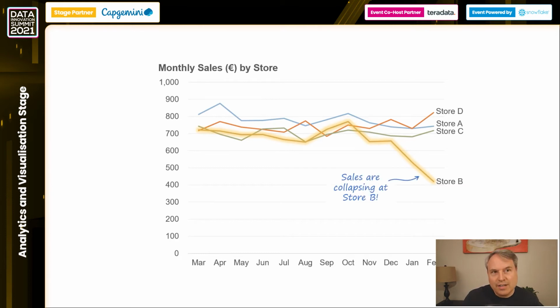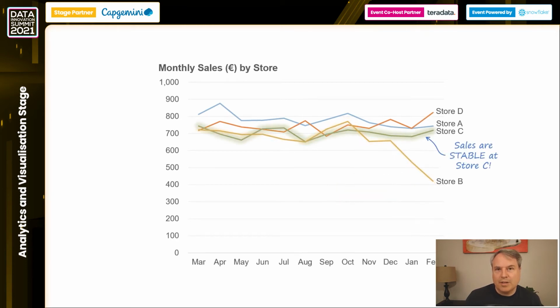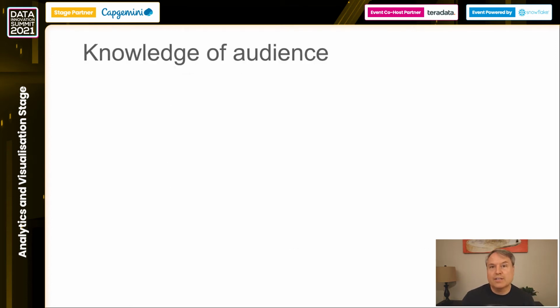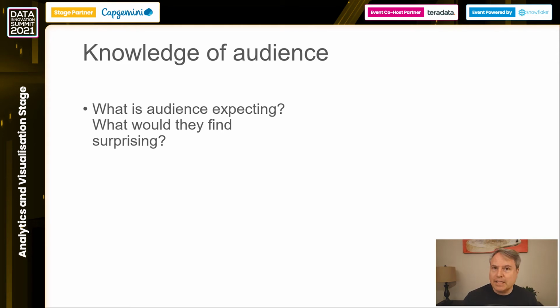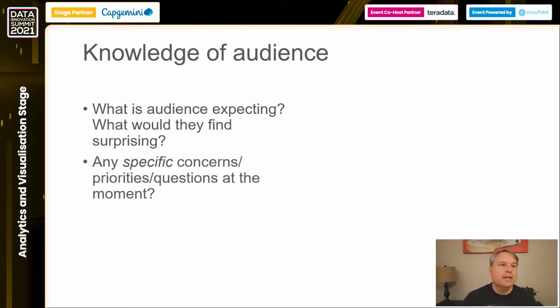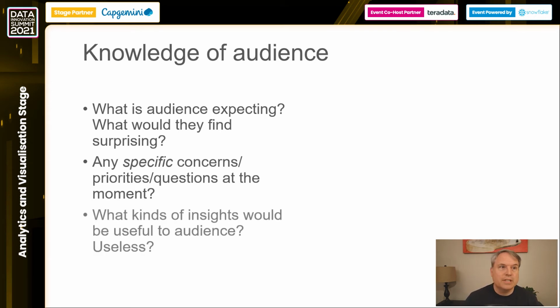And so as it turned out, this was not the meaningful insight of this data. This was. And so how are we going to know that, right? Well, we can stare at the data all day long. We can be the most expert user of Qlik or Tableau or JMP or Excel in the world, and we're not going to be able to figure this out, right? We have to know what is basically going on with the audience. What are they expecting to see in this data, or what would they find surprising? Are there any specific concerns or priorities, questions that they have at the moment that they're going to be interested in? What kinds of insights are they going to find useful as opposed to useless?